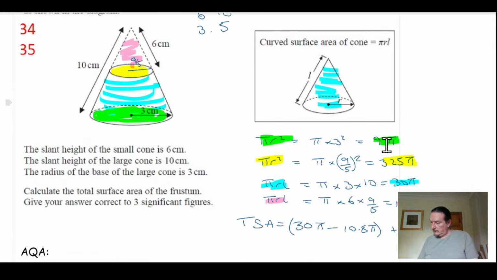I'm just going to do everything and then multiply it by pi at the end. So I'm going to do 30 minus 10.8 plus 9 plus 3.25. That's 31.45 lots of pi, and then I can just times it by pi at the end. I make that, can't read the decimal there, it's 98.8 to 3 significant figures.